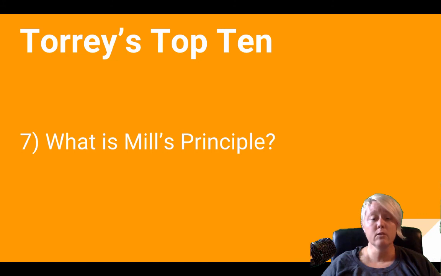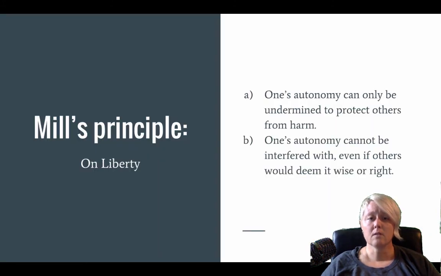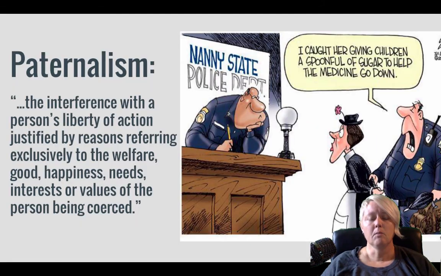Number 7. What is Mill's principle? Dworkin talks about Mill's principle from On Liberty. And Mill argues that, first of all, someone's autonomy can only be undermined to protect others from harm. And second of all, someone's autonomy cannot be interfered with even if other people would deem it wise or right to do so. Remember that paternalism is the interference with a person's liberty of action, their choice, justified by reasons that it's in their best interest. That is, that it's exclusively to the welfare, good, happiness, needs, interests, or values of the person who is being coerced into making a different choice.